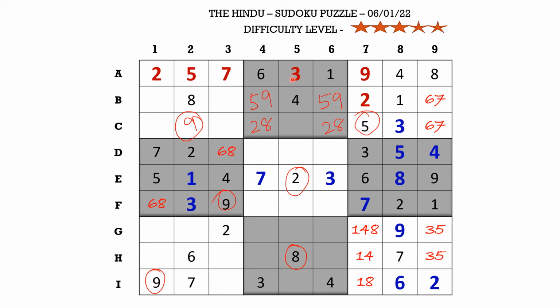That leaves this second block with only one missing number, which is 7. This 7 cancels out the 7 here in 0. So C9 becomes 6 and B9 becomes 7. Now B row has only 2 missing numbers. The missing numbers are 3 and 6. So let's mark it with 3, 6 pair.